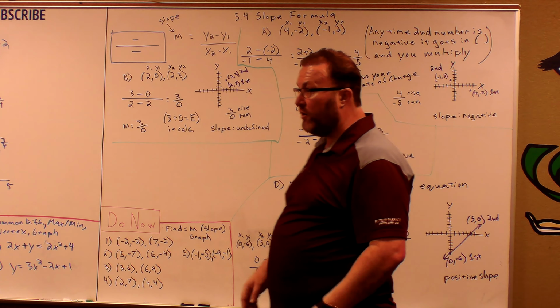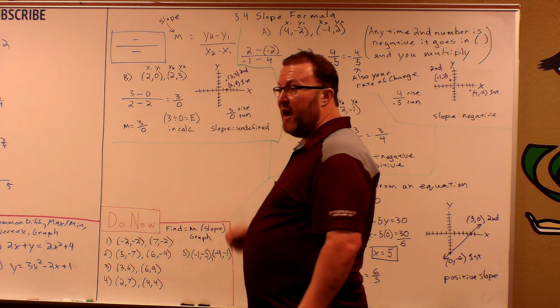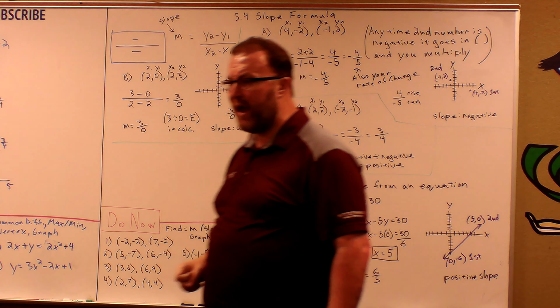We're going to be 2 and 0. Okay? So we're 2 and 0, and the next one is 2 and 3. So 2 and 3. So this line is running straight up and down, right? Yeah. And what did I tell you about that yesterday? When a line is running straight up and down? It's undefined. It's basically a mathematical issue.